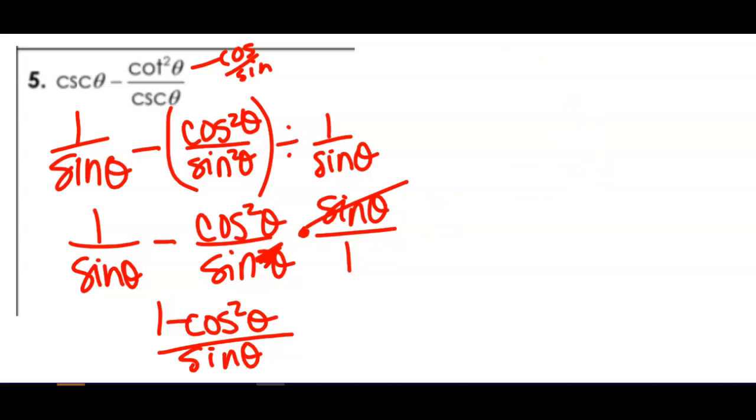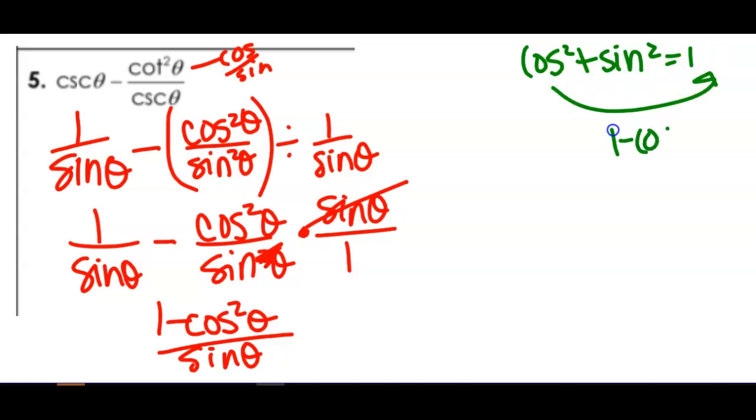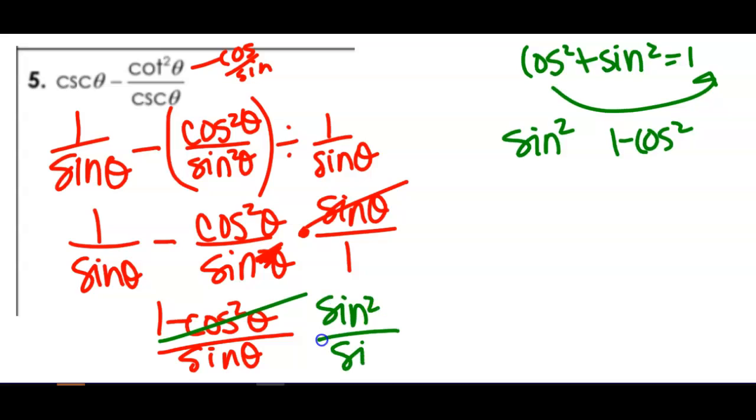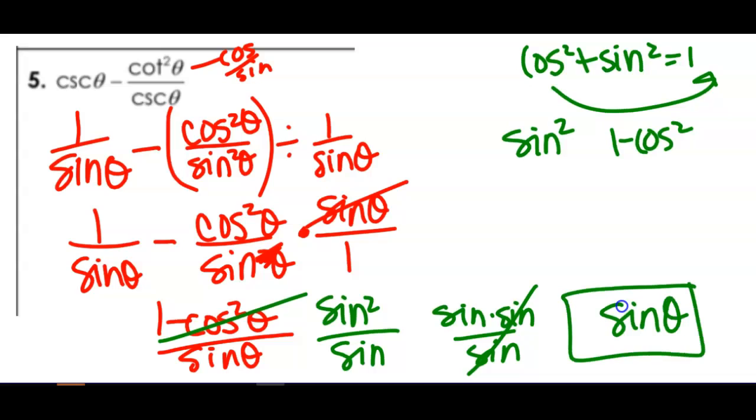Well, remember, cosine squared plus sine squared equals 1. So therefore, 1 minus a cosine squared would be a sine squared. So I'm going to try that out for a sine squared over a sine, which would be like sine times sine over sine. One of these is going to cancel one of these out, and we end up with sine of theta. That was really messy, sorry.